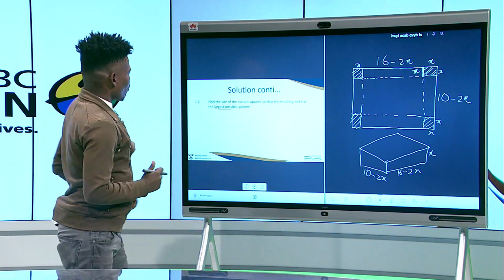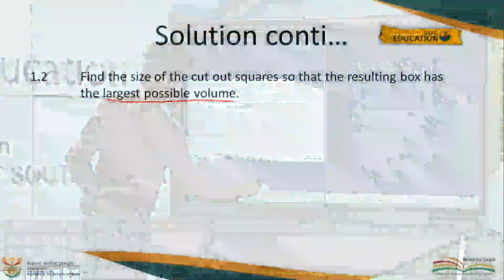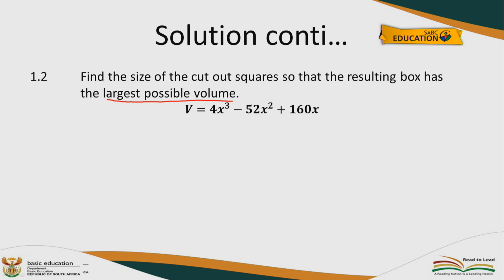So what we have now is the expression for the volume. We know that our volume is 4x cubed minus 52x squared plus 160x. Now they are asking for the largest possible volume, so we are going to say first derivative, so this is dV/dx. We differentiate that, and we'll get 12x squared minus 104x plus 160. And then we equate that to 0.